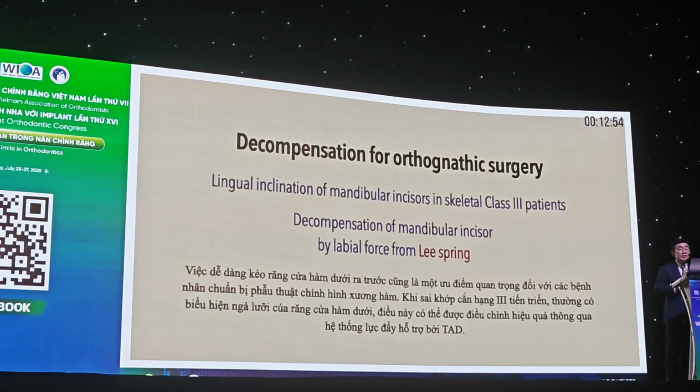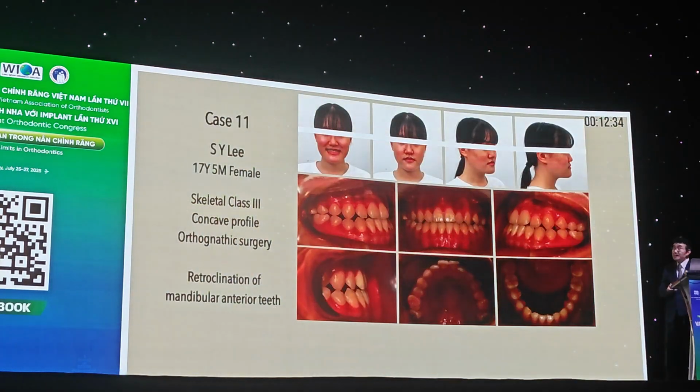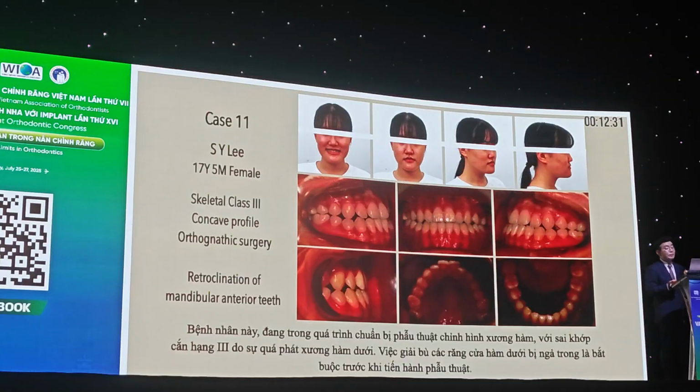The ease of advancing the mandibular incisors is also advantageous for patients preparing for orthodontic surgery. If Class III malocclusion progresses, it often involves lingual inclination of the mandibular incisors, which can be effectively corrected with the TAD-supported respring system. This patient, who is preparing for orthodontic surgery, presents with a skeletal Class III malocclusion due to excessive mandibular growth. It is crucial to decompensate the retroclined mandibular incisors prior to surgery.